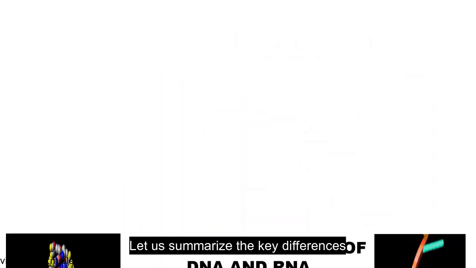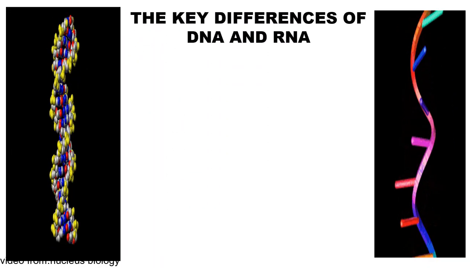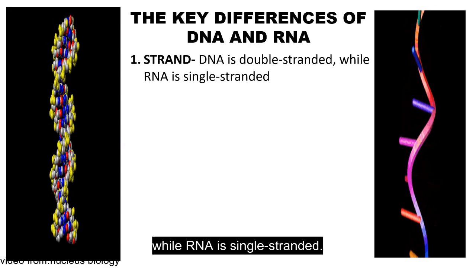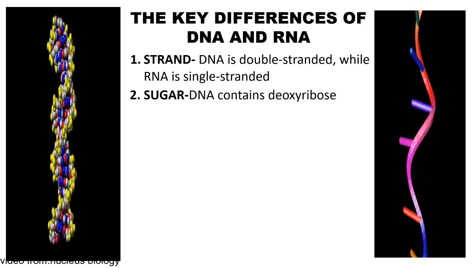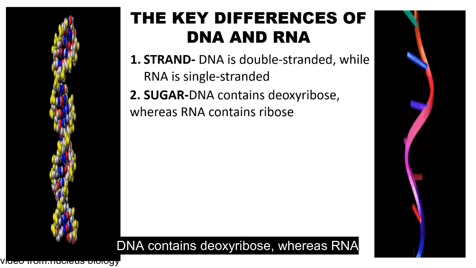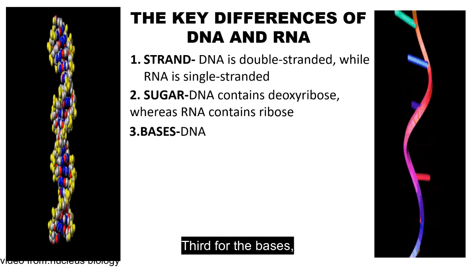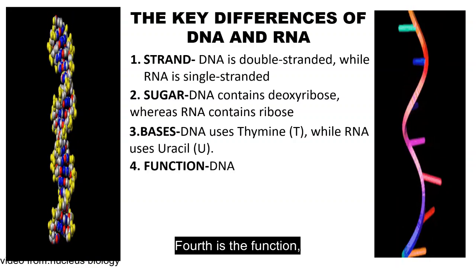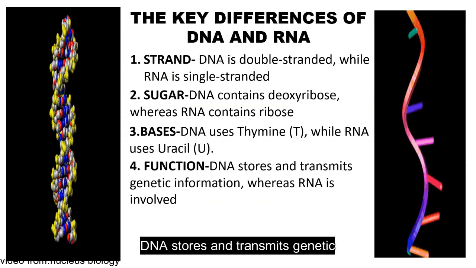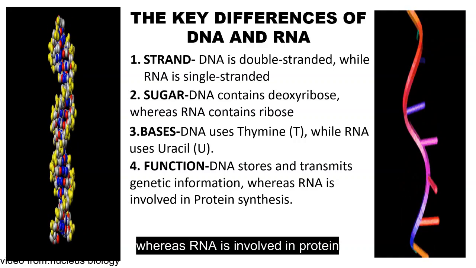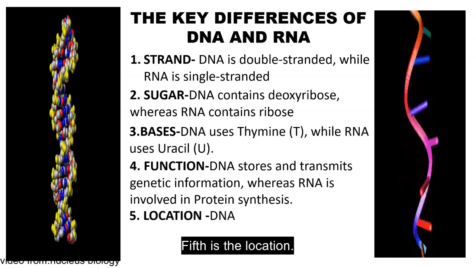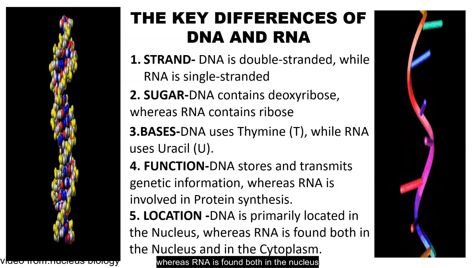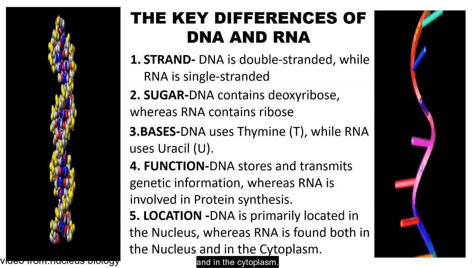Let us summarize the key differences between DNA and RNA. First, for the strands. DNA is double-stranded, while RNA is single-stranded. Second, for the sugar. DNA contains deoxyribose, whereas RNA contains ribose. Third, for the bases. DNA uses thymine, while RNA uses uracil. Fourth is the function. DNA stores and transmits genetic information, whereas RNA is involved in protein synthesis. Fifth is the location. DNA is primarily located in the nucleus, whereas RNA is found both in the nucleus and in the cytoplasm.